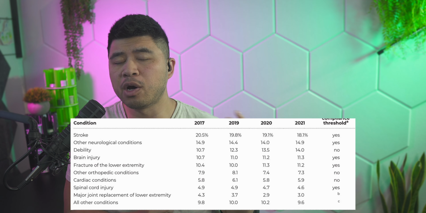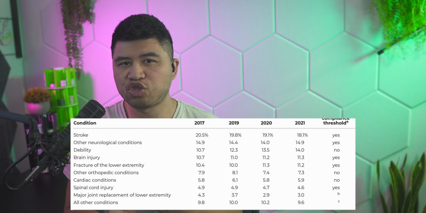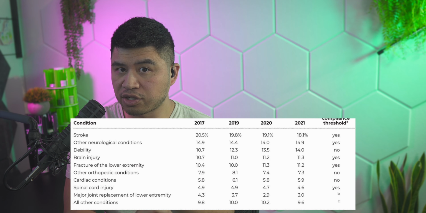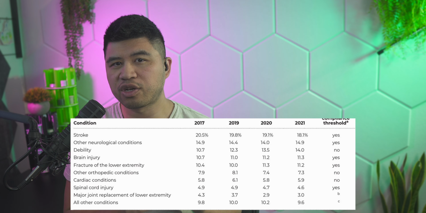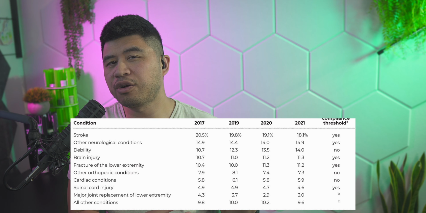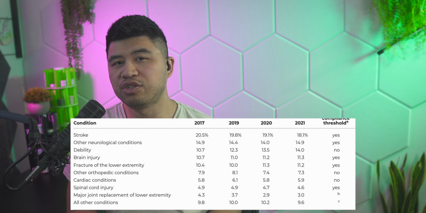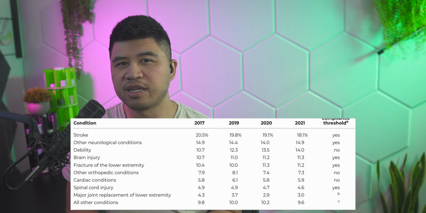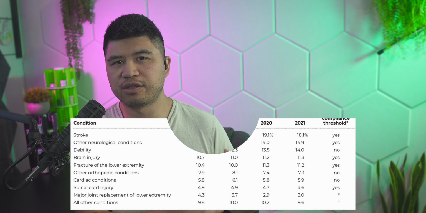According to data for IRFs, starting from the most common to the least common, conditions include things like stroke, other neurological conditions, debility, brain injury, lower extremity fractures, other orthopedic conditions, cardiac conditions, spinal cord injury, joint replacement, and then least common are other conditions that don't fall under these other conditions.